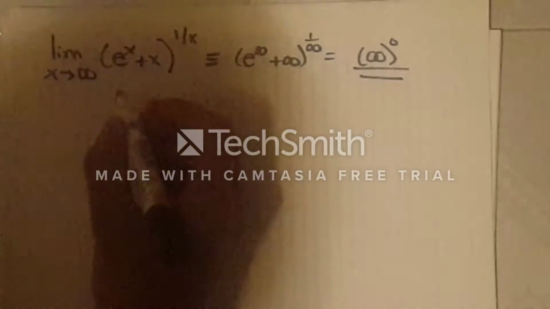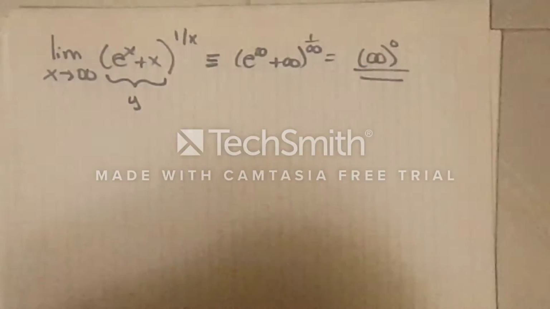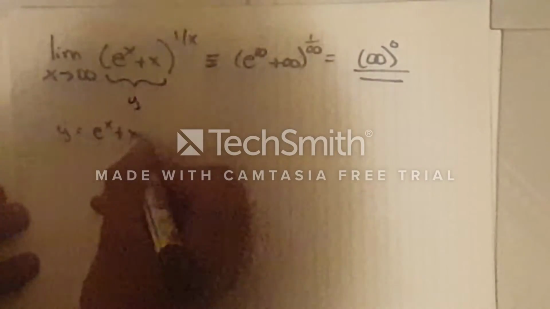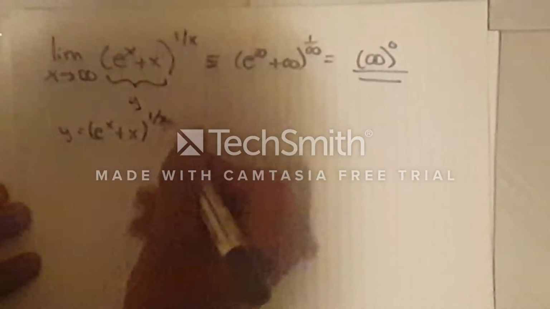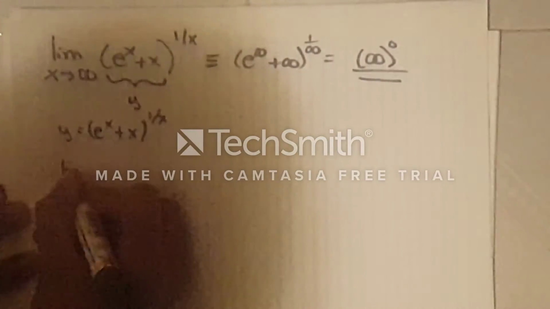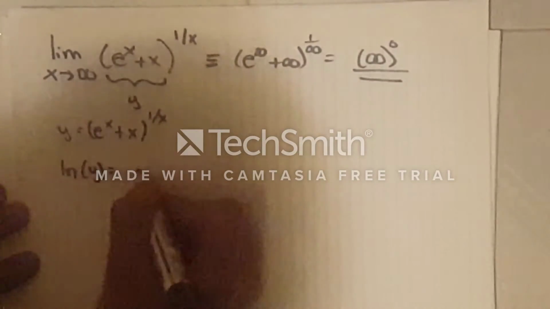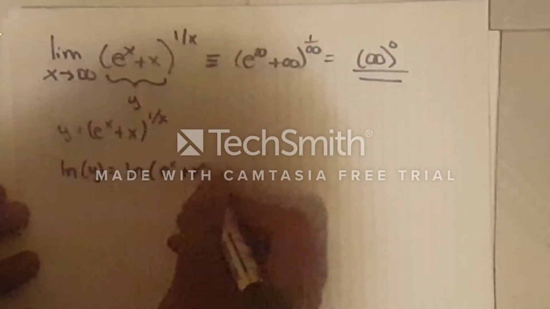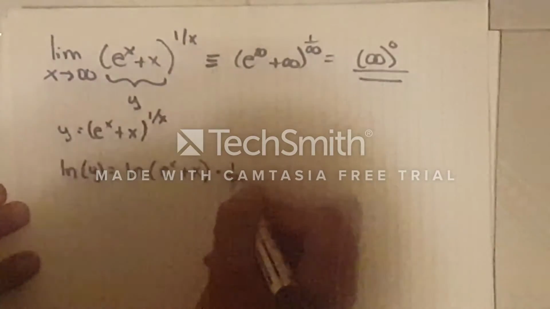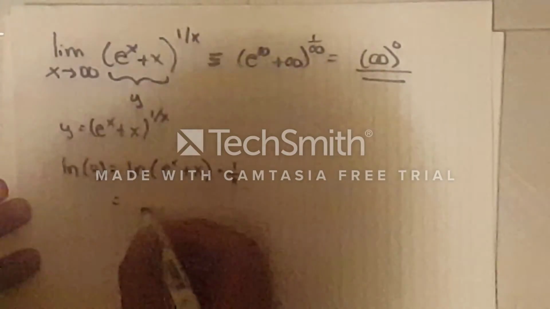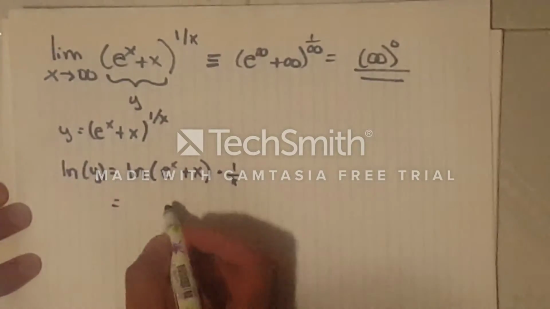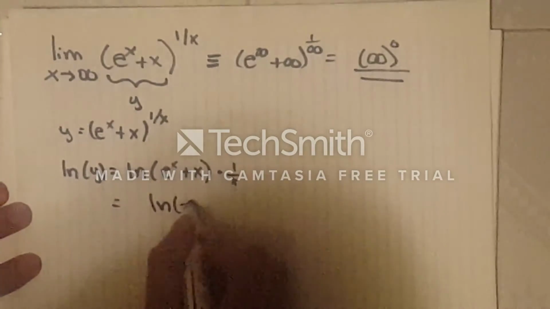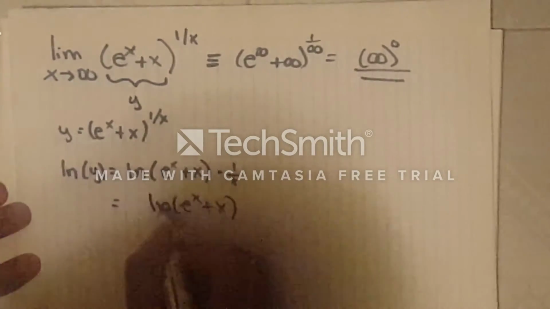First of all, we should identify which is going to be our y function, that is (e to the x plus x) to the 1 over x. So we rewrite the function. And now we can apply the natural logarithm rule. So we rewrite the function with natural logarithm. We use this in order to be able to apply L'Hopital's rule.